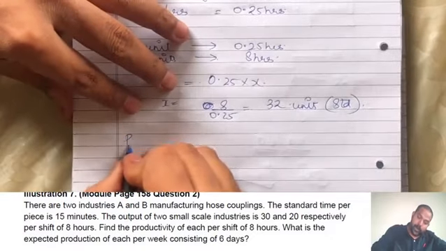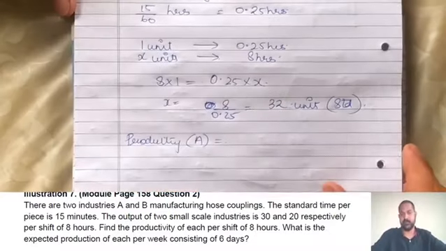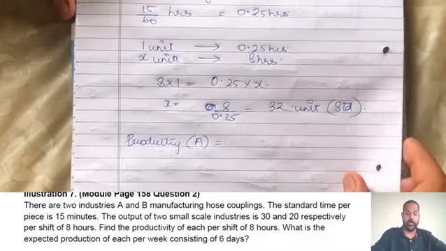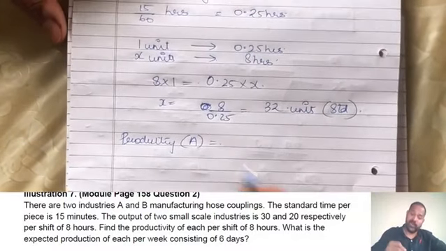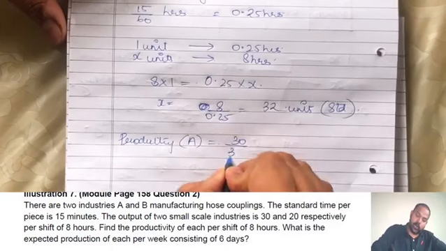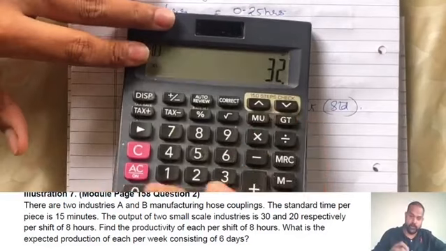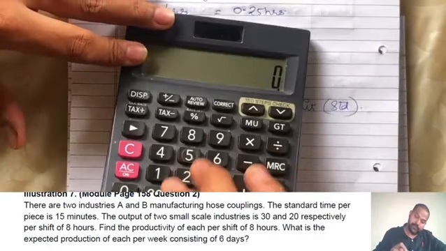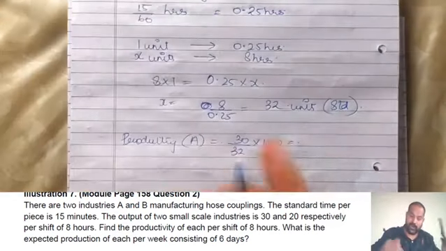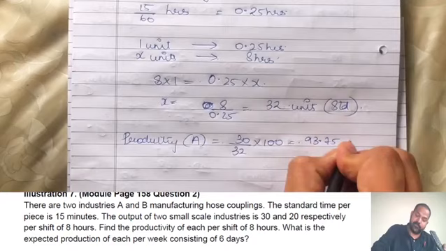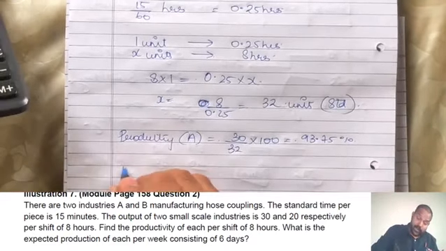So, productivity of A: standard is 32, you are only making 30. Are you good or are you bad? You are definitely bad. So if you are bad, you have to be less than 100, which means smaller number on top, greater number at the bottom into 100. So the answer is 30 divided by 32 into 100. So you are 93.75% efficient, productive only.